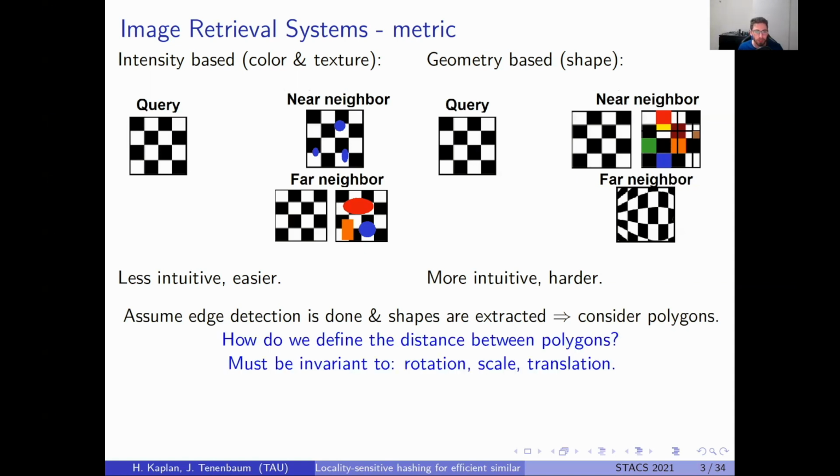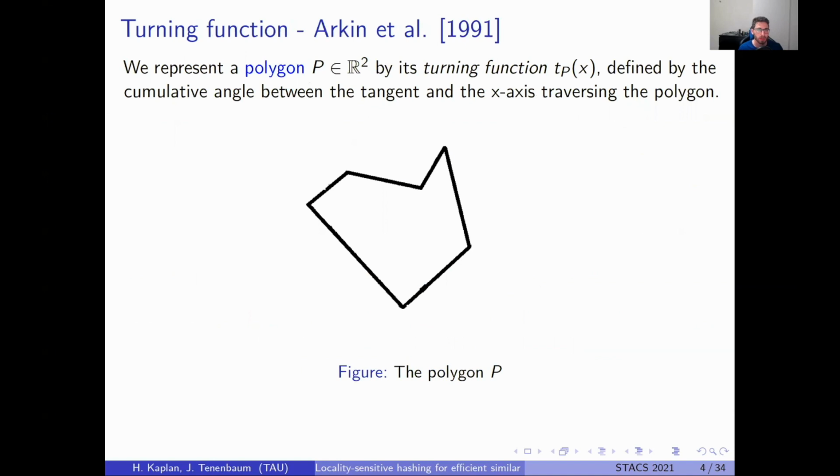The natural question that arises is, how do we define distance between polygons? Since we strictly consider the shape, it is clear that the distance should be invariant to rotation, scale, and translation. We use the turning function distance of Arkin et al., which is defined as follows. Given a polygon P, we represent it by its turning function, denoted T_P(x), defined to be the cumulative angle between the tangent and the x-axis as we traverse the polygon.